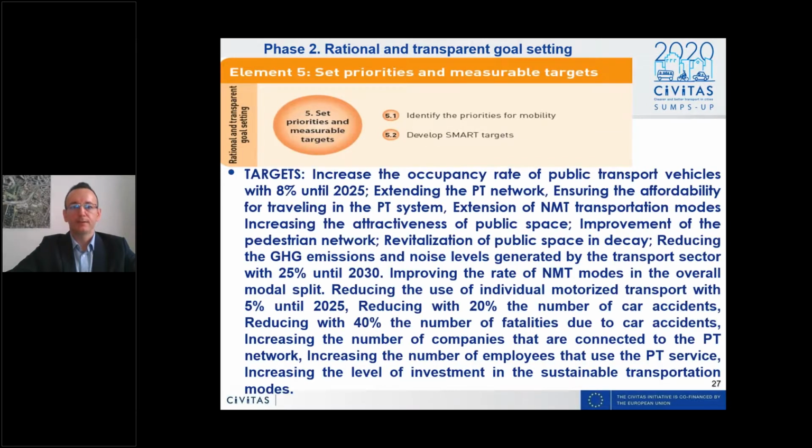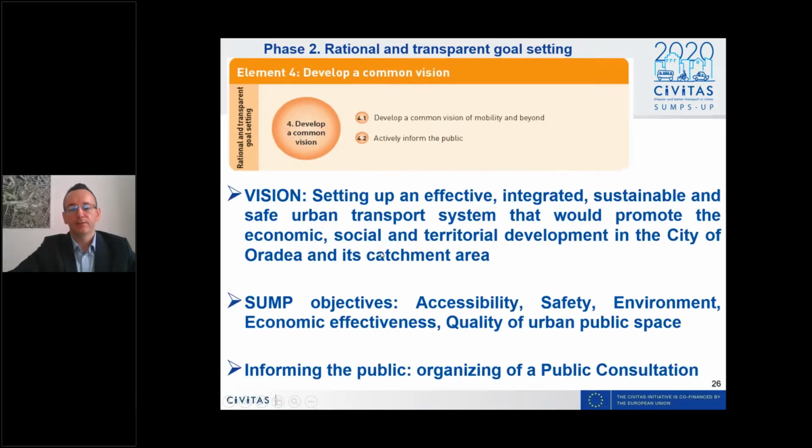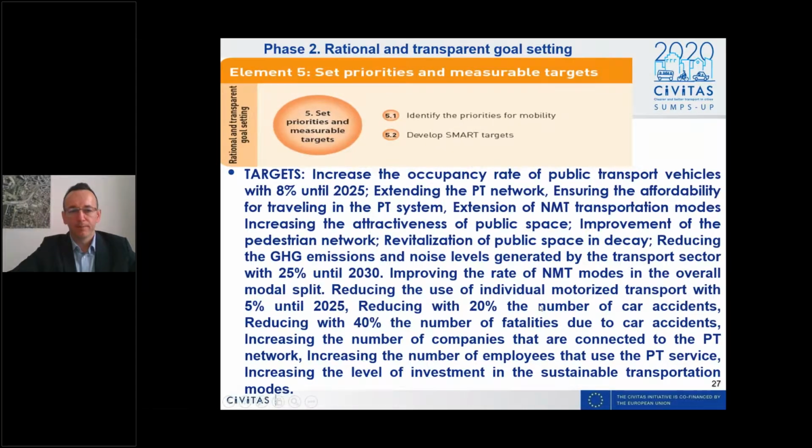And regarding the identification of targets, the priority and developing of smart targets, we have defined a lot of targets, such as the increase of the occupancy rate of public transport vehicles with 8% until 2025, extending the public transport network toward the metropolitan area, ensuring the affordability of traveling in the public transport system, extension of the non-motorized transport modes, increasing the attractiveness of public transport, improvement of the pedestrian network, revitalization of public space in decay, reducing the GHG emissions and noise levels generated by the transport sector until 2030 with 25%, and so on.